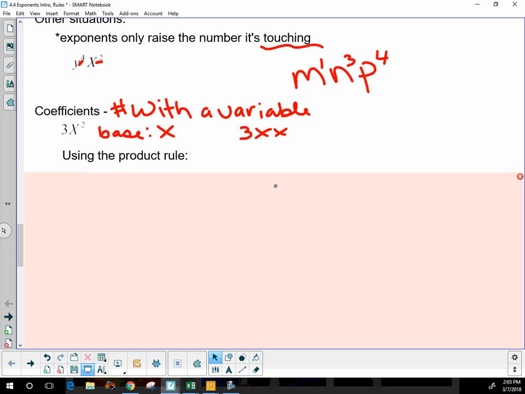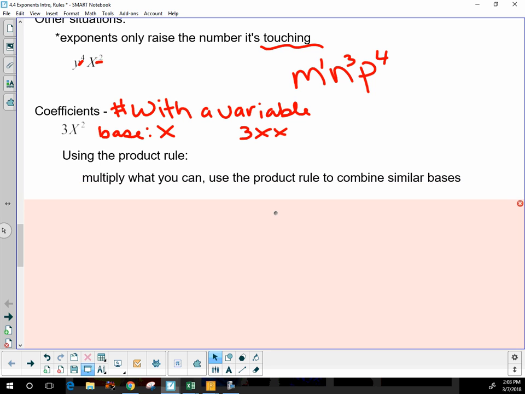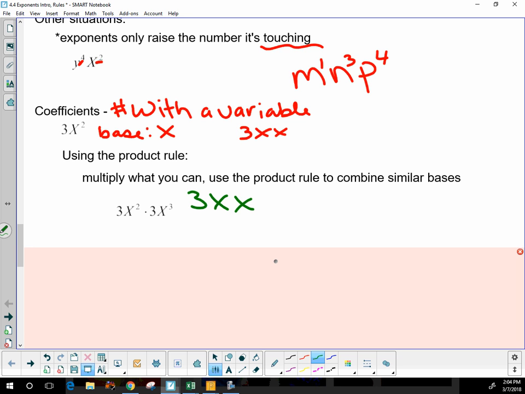Let's talk about using the coefficients with a product rule. This is going to be pretty basic for us. We get to multiply what we can and use the product rule to combine any similar bases that have exponents. Okay, so let's take a look at that example. Again, if I'm going to write this out, that's 3x squared, and then times 3x cubed, so write down 3 more of those.